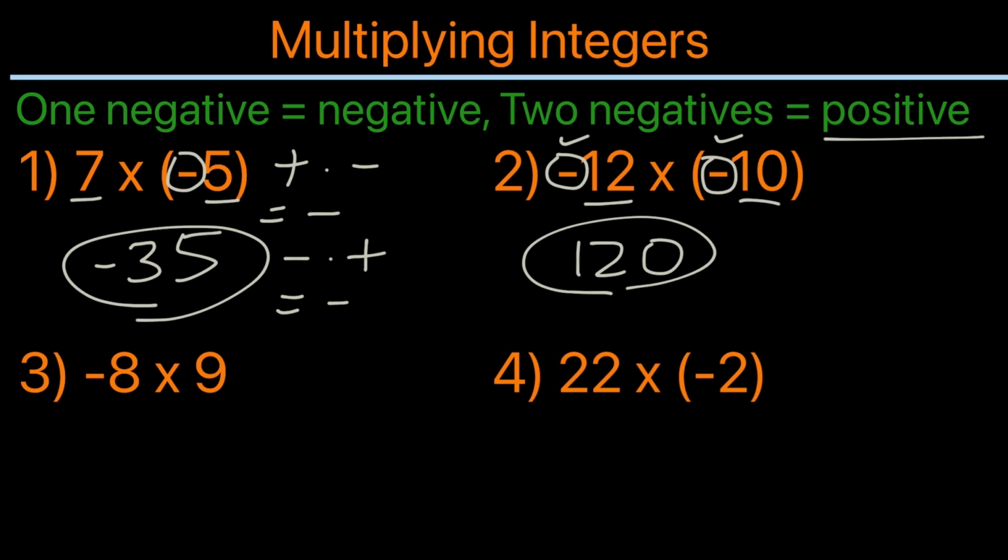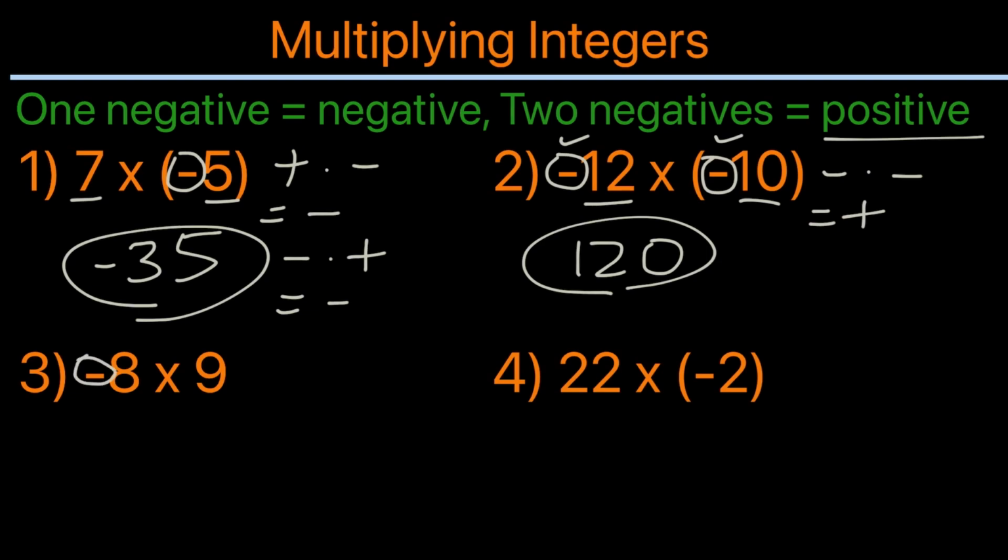And you can think of it like this. Negative times negative equals positive. So when you have a negative sign multiplying by a negative sign, it will convert to a positive. And that's really the only time when negative will become positive, if there's a negative integer times a negative integer. Now for the third example, negative 8 times 9.